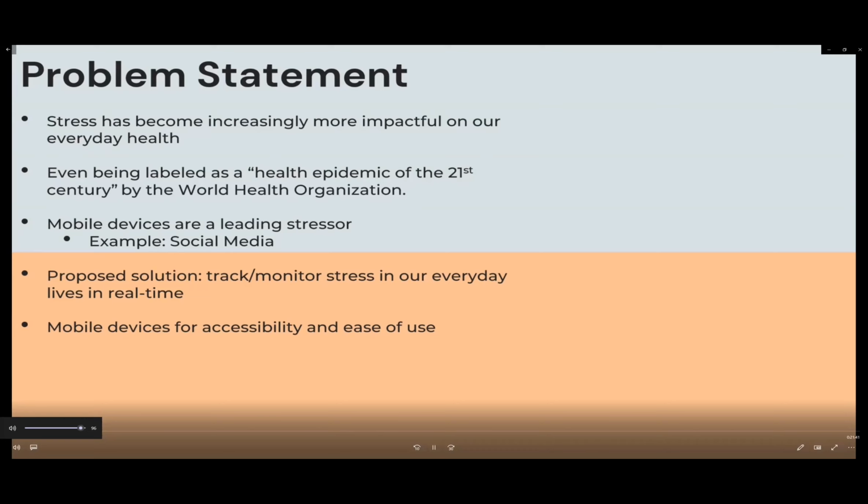And so the authors of this paper, their proposed solution is to be able to track and monitor stress in our everyday lives in real time. And to do so, they proposed utilizing mobile devices, since they're so easy to use and readily available, to help monitor and track stress in our everyday life.